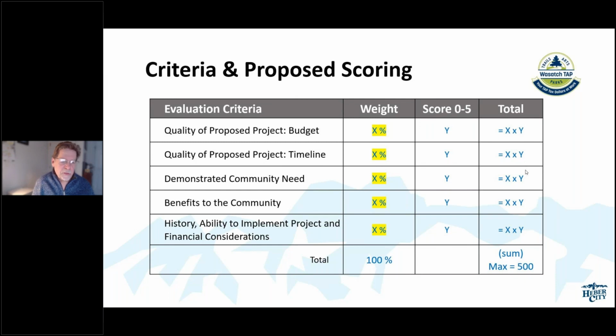The question is asked, everything in yellow, what is going on there? And the answer is that the committee is still meeting on this and moving it forward to propose back to the City Council how we value, as a volunteer group, the weighting of this.